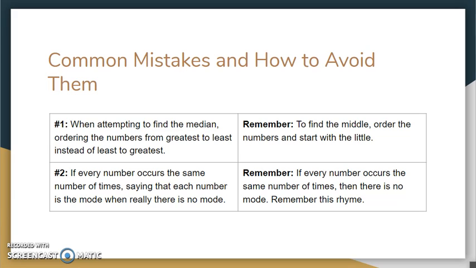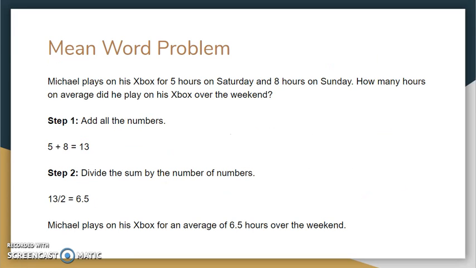Number 2. If every number occurs the same number of times, some people say that each number is a mode, when really there is no mode. How can you make sure you don't do this? Well, if every number occurs the same number of times, then there is no mode. Remember this rhyme. Let's do some word problems now.